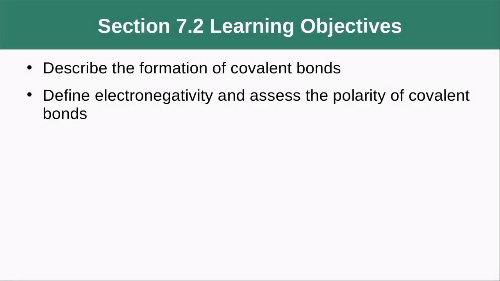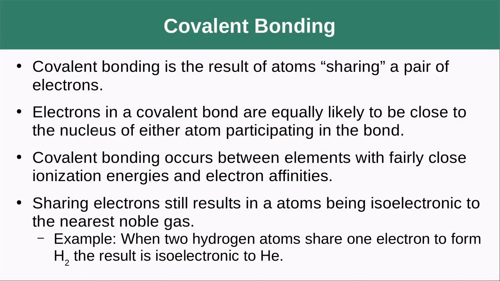In section 7.2, we're going to describe the formation of covalent bonds, and then we're going to define electronegativity and assess the polarity of covalent bonds. So covalent bonding is the result of atoms sharing a pair of electrons. The electrons get shared between the two atoms participating in the bond.